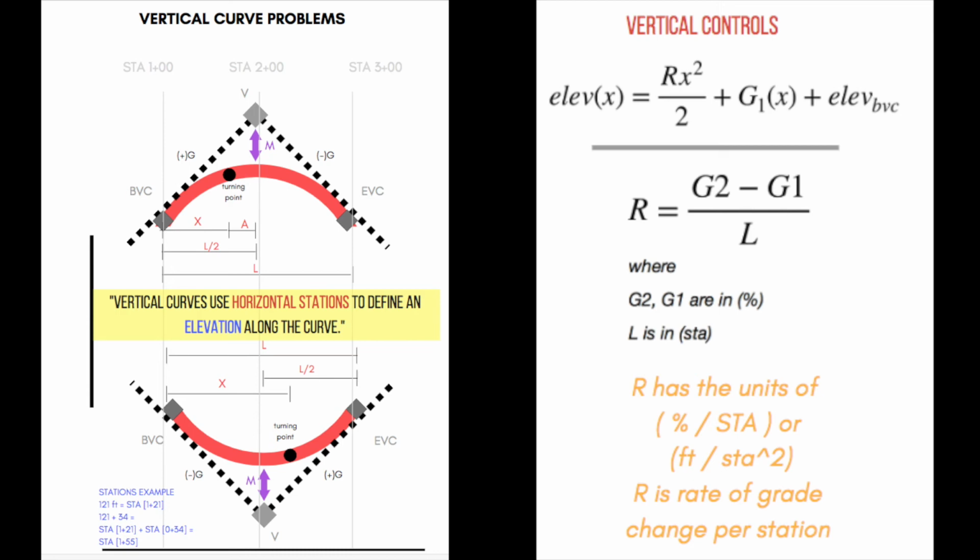So get used to putting x in terms of stations, because if we look at the first term, R x squared over 2, we know that we can find R. Basically that's G2 minus G1 over L. They have to give you G2, they have to give you G1. And so what we get for the units of R is basically percent over station times x squared, which is basically stations squared. So in the first term, we're going to get the result output of stations. And this is consistent throughout the whole equation.